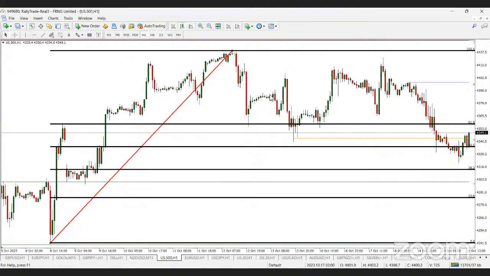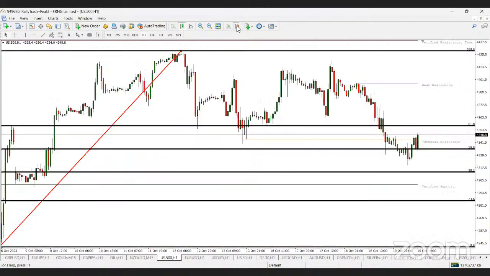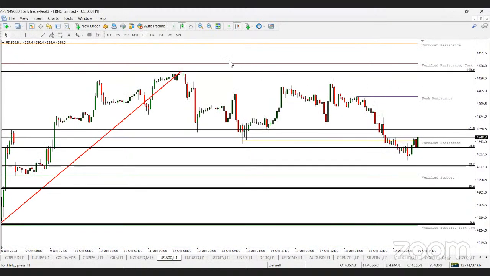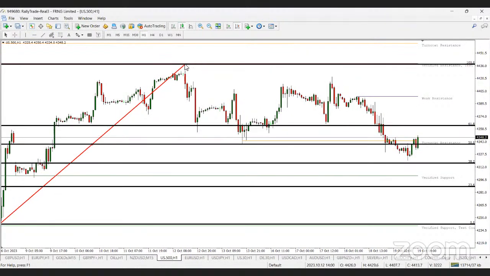Okay, so yeah, we're talking about US 500. Now we've drawn our line here to show retracement points or rejection points, as the case may be. You understand? In this case, there's a verified resistance up here. So let me just adjust this up to this verified resistance.